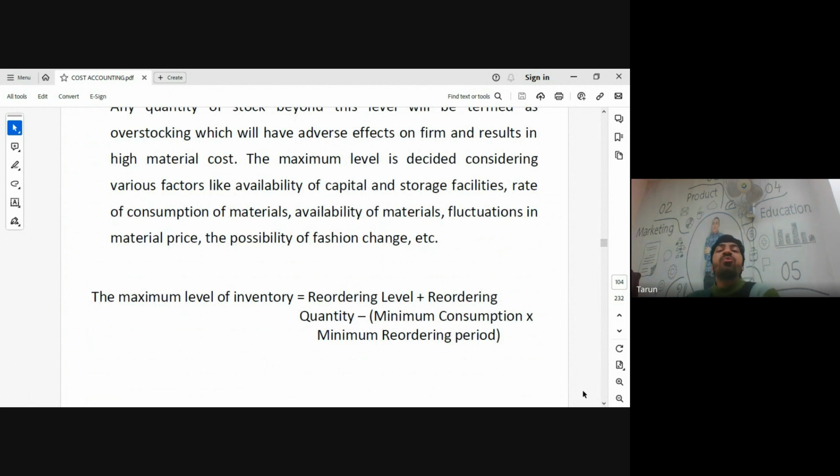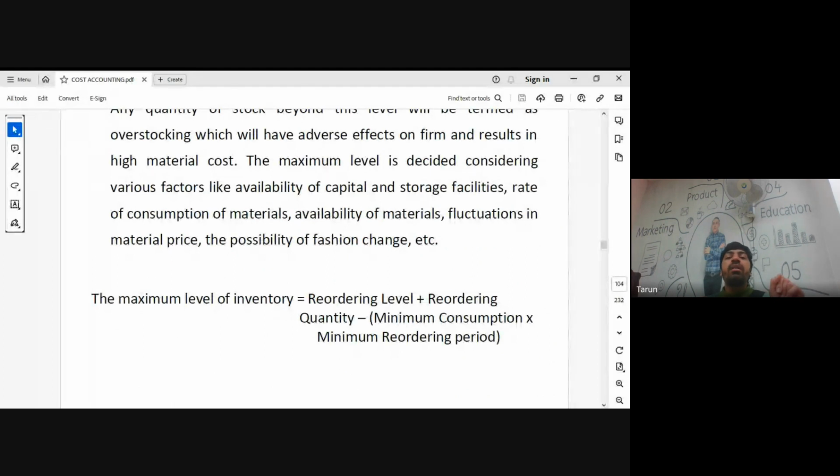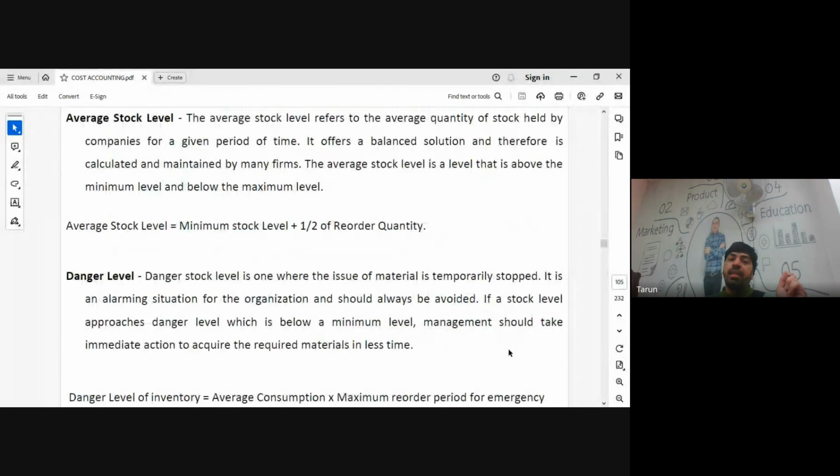Maximum level of inventory is equal to reordering level plus reordering quantity, that is how much the limit of order to reorder, and what is the reorder quantity, the quantity which is already being placed, and now you are putting up a quantity for an order, that is reorder quantity, minus the minimum consumption and the minimum reorder period. So this is the exact formula of the maximum level of inventory.